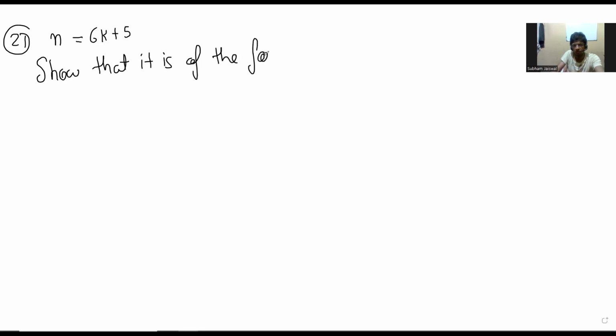Yeah. So if n is a number which is of the form 6k plus 5, then the question is show that it is of the form 3k minus 1, but not conversely.